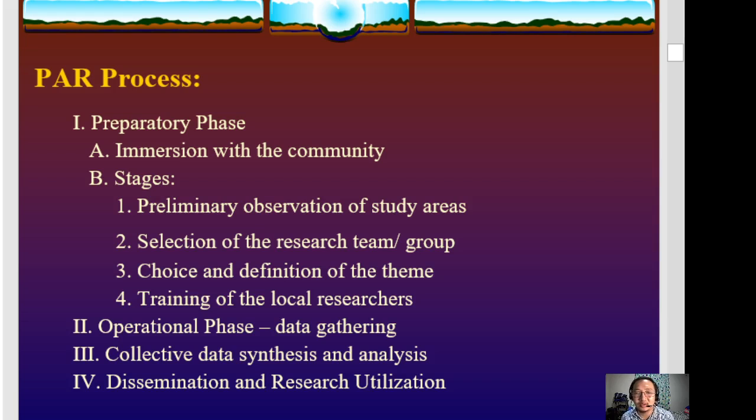So, you are going to observe. You are going to assess. You are going to observe the study areas of the community. Then later, when you have established your rapport in the community, which is also one way of building rapport, the important thing in building rapport with the community is you have to gain their trust. Okay? And if you did that, you need to select people who will join the research team or the research group. And selecting means they would also undergo trainings, studies, seminars maybe on how to do researches, and then choice and definition of the theme of the research and training of the local researchers.